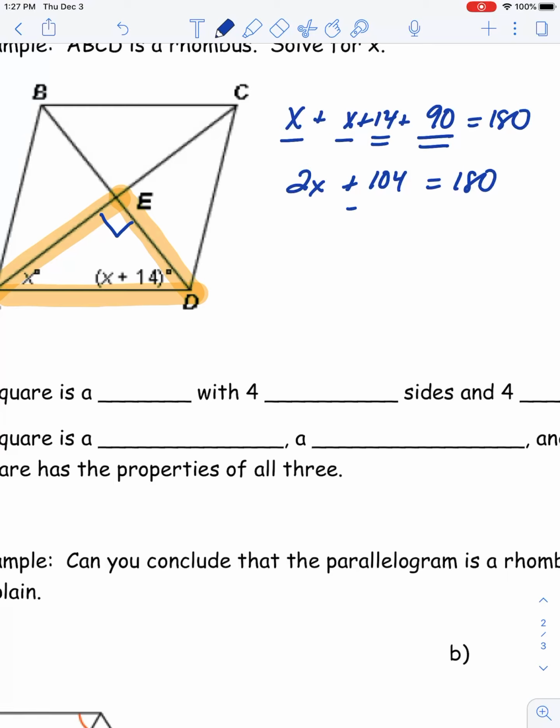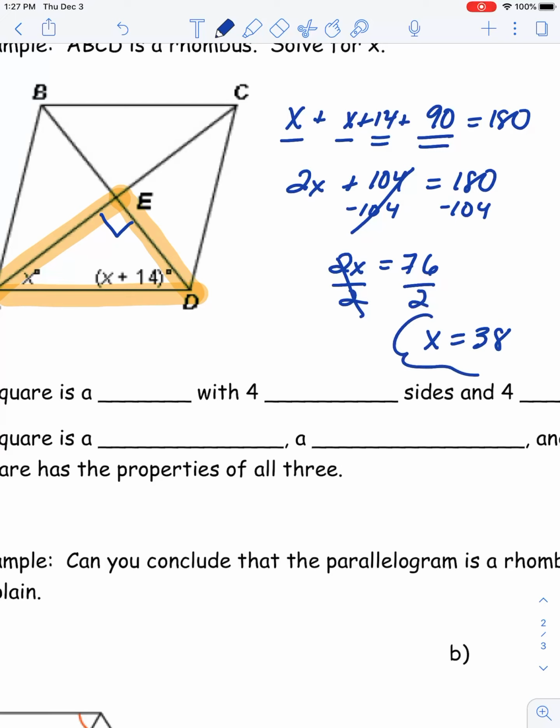I'm going to solve for x by subtracting 104 from both sides, leaving me with 2x equals 76. Then I'm going to divide both sides by 2, giving me that x is 38. And x is 38. Again, if I'm going too fast anytime, just hit pause and start when you're ready.